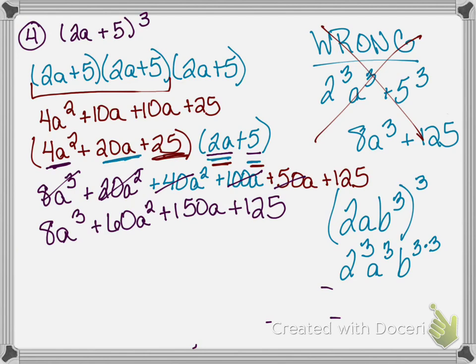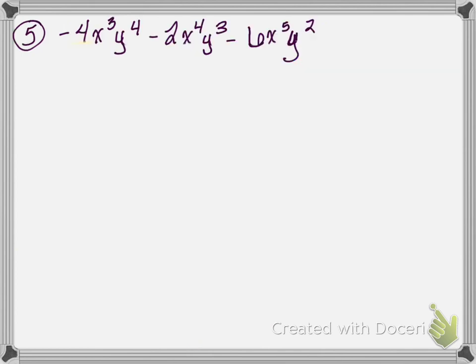Now, the next 4 or 5 problems that we're going to be doing are factoring. Okay? And that's what I want you to hit hard. I want you to hit the factoring hard. So, number 5 is negative 4x to the third, y to the fourth, minus 2x to the fourth, y to the third, minus 6x to the fifth, y to the second.